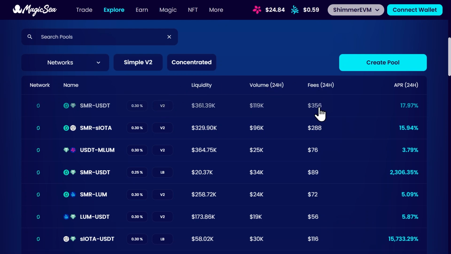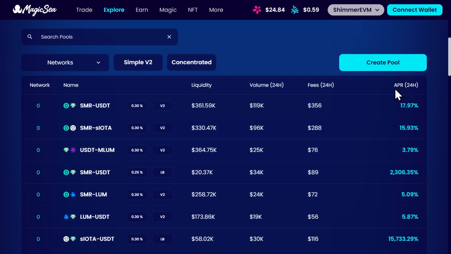After that, we have the total liquidity of that pool, the trading volume over the past 24 hours, and the fees earned in this pool over the past 24 hours. The lower the liquidity in the pool is, the more risky it is to provide liquidity. The APR over the past 24 hours is also indicated here. The APR takes the fees earned in the past 24 hours, assumes it stays constant for a year, and extrapolates it. So this is an estimate of what you'd earn over a year staying in this pool.